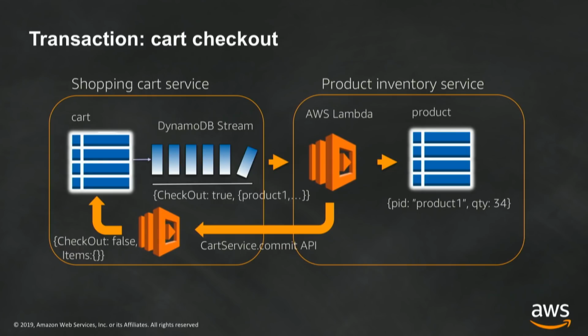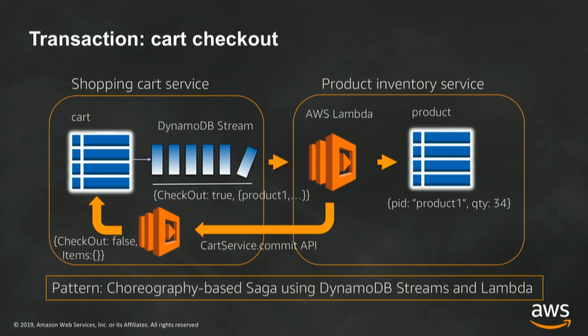If it all goes well, I just need to invoke the commit API on my shopping cart service and finish it off, or move on to the next step, charge the customer account, or what have you. So this pattern is a choreography. It's a saga pattern, right? A saga pattern is an eventually consistent sequence of events that amounts to a distributed transaction. And we really use and depend on DynamoDB streams and Lambda to do that here.